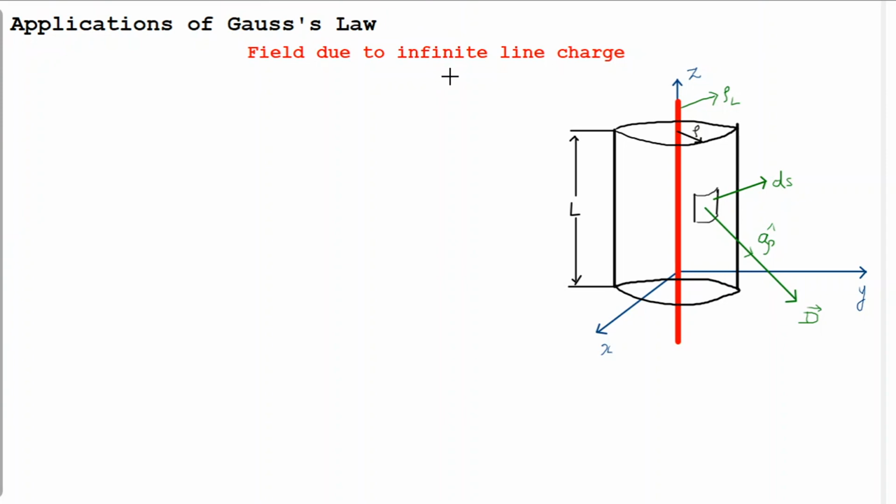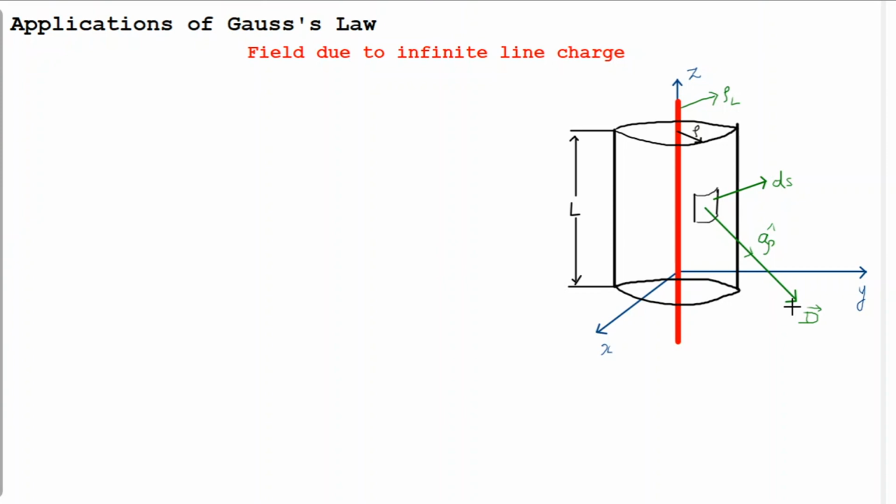Now what do we have to do? We should be able to find psi from this D vector, or I should be able to find Q. What is Q? The total charge enclosed by this cylinder, not the total charge of the line charge. The total charge enclosed by this cylinder I should be able to find, or I should be able to find what is the D vector, and somehow by calculating these quantities I should be able to find the E vector. That is the idea. Finally I should calculate what is the E vector.